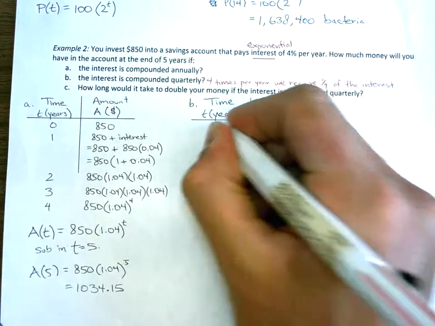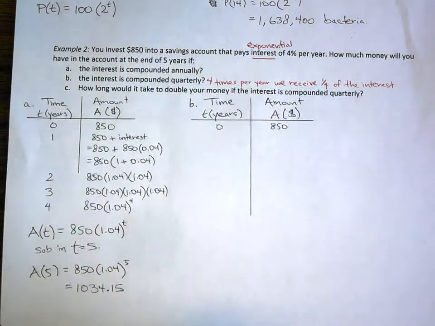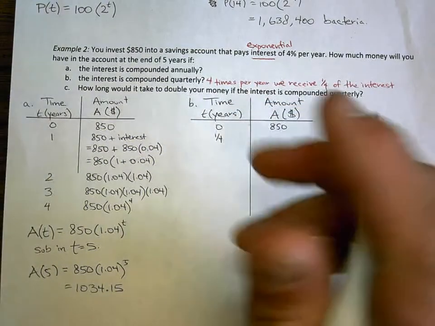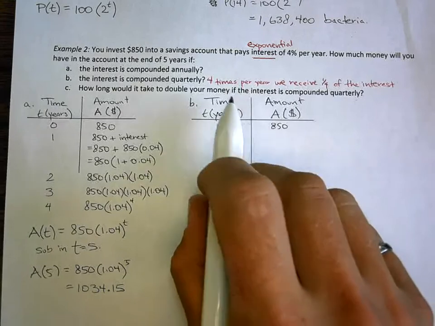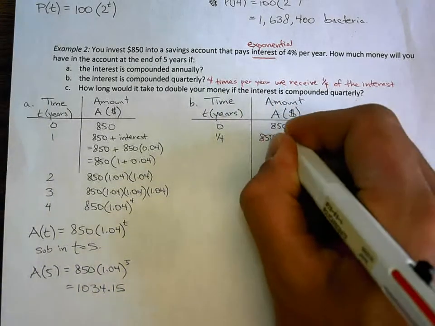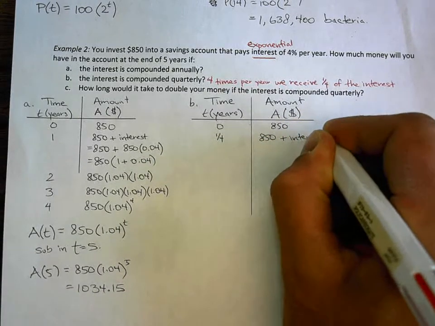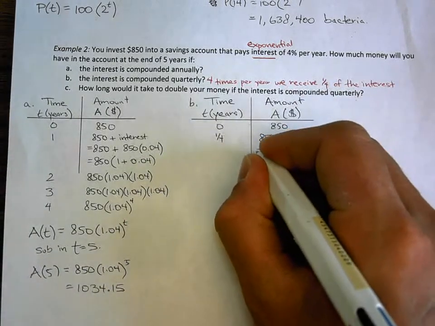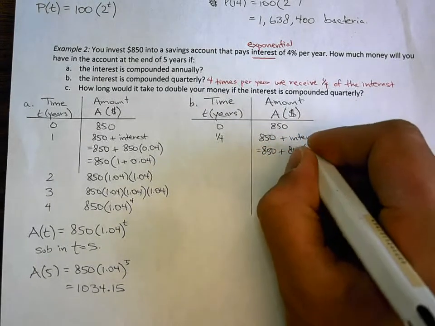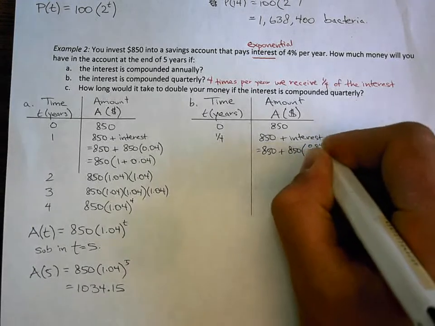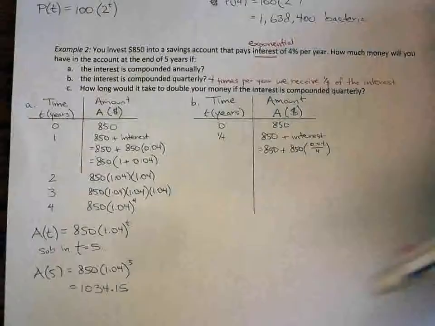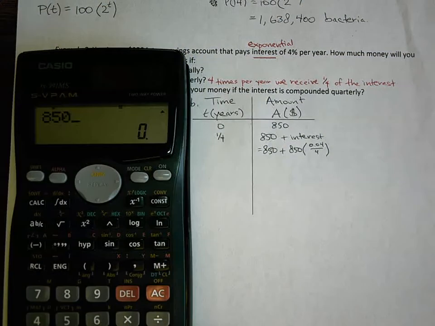Okay, so the first year, I start with 850. Let's look at a quarter way through the first year, so the end of March. This is when I get my 1%, right? 1/4 of the interest rate. So I have 850 plus the interest. So in other words, I have 850 plus 850 times 4% divided by 4.